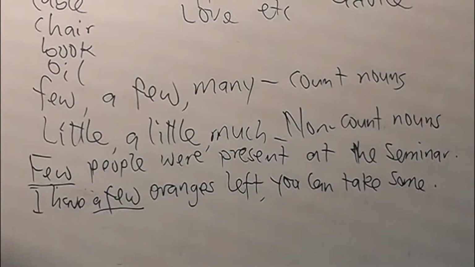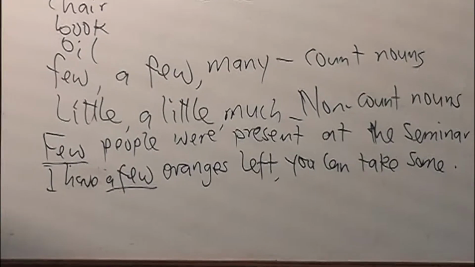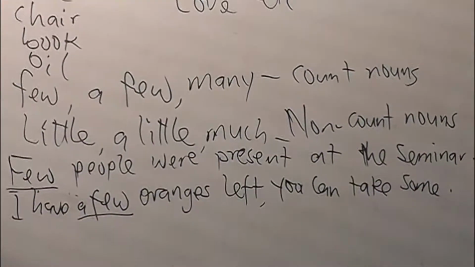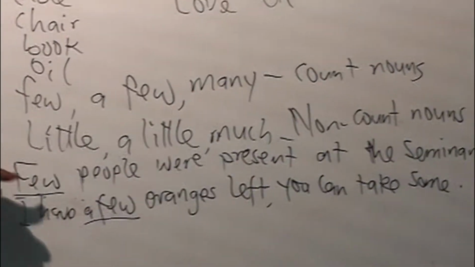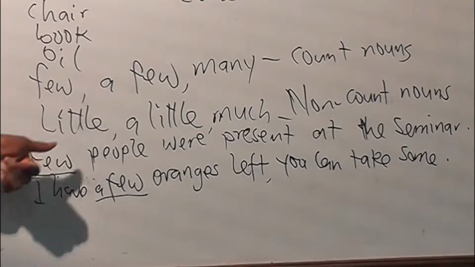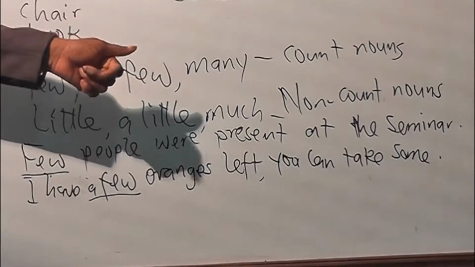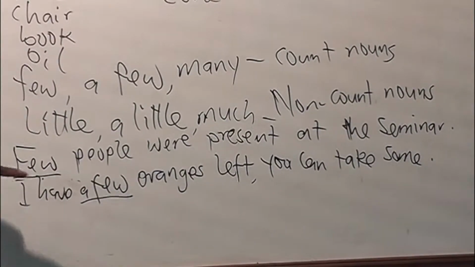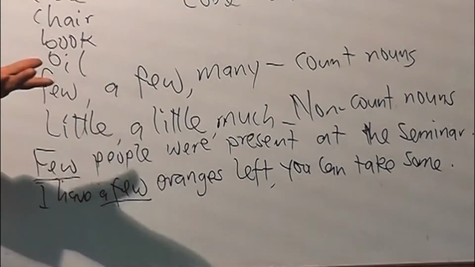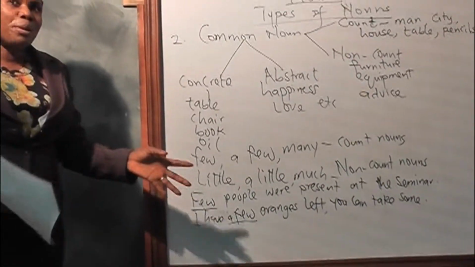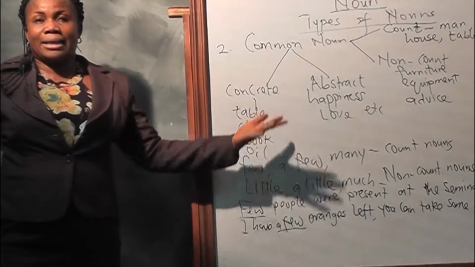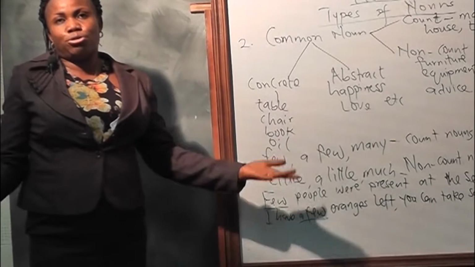For example, these sentences will best illustrate the explanation I want to give you about the usage of "few" and "a few" with count nouns. Few people. People here is a noun and it's a count noun. Few people were present at the seminar. The implication of this is that we expected more than that. Just like we have in the Bible, many were called but few were chosen. Few people, we have less than expected, because probably we were expecting like 1,000 and just like 100 or 200 turned up.